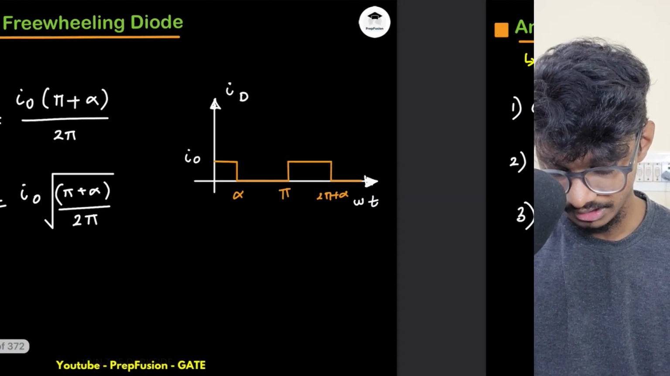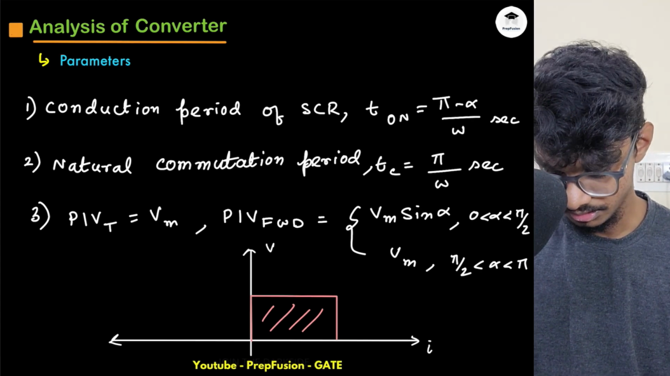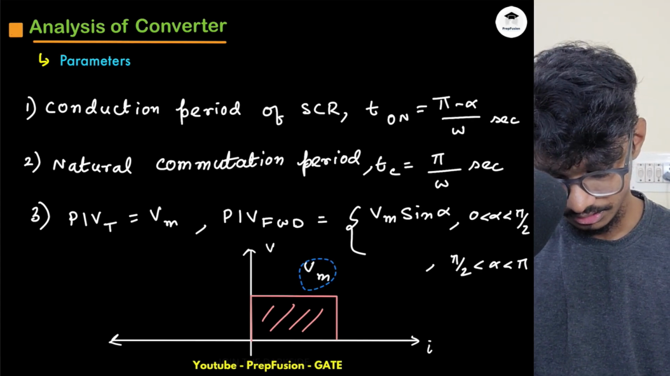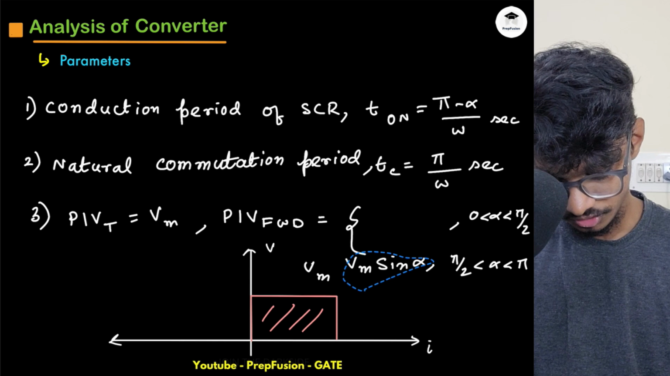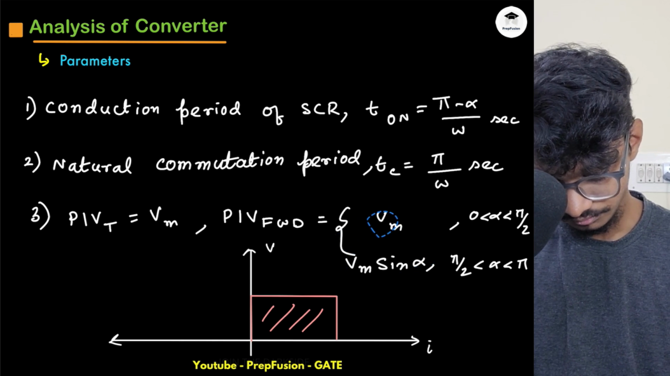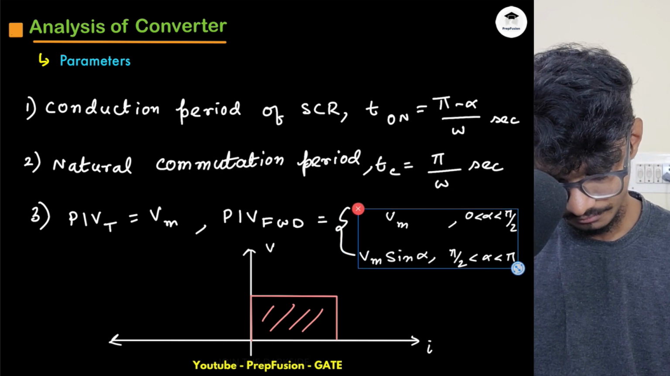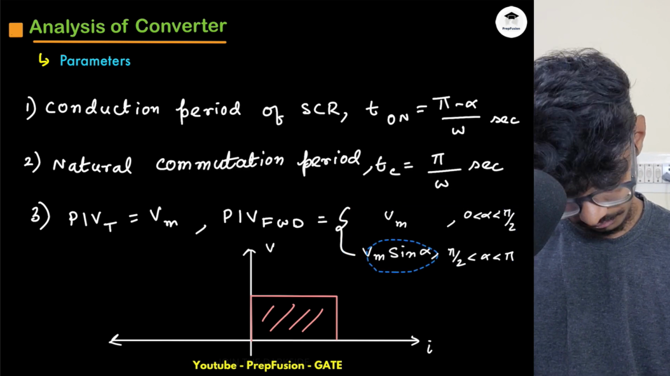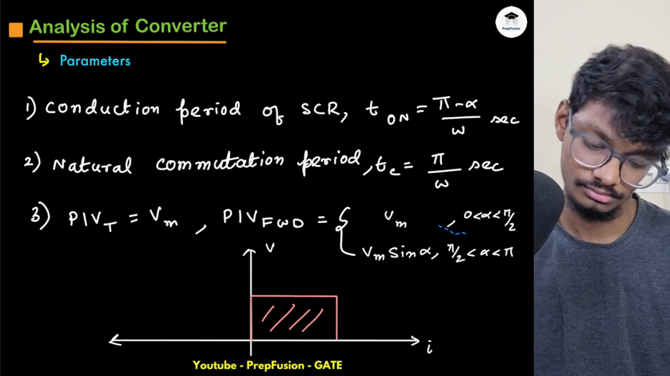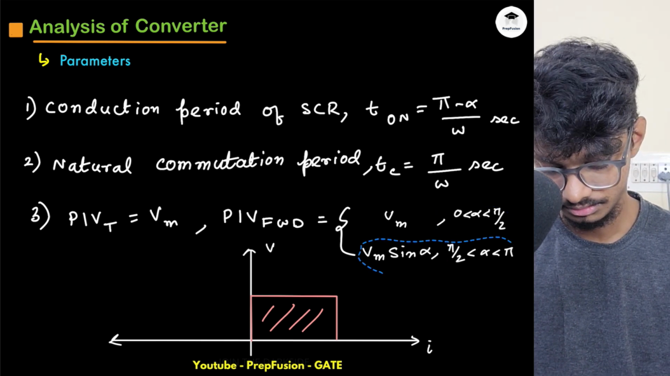Okay, so I will just make this correct. Rectify this. So this will be Vm sine alpha, and I will just reduce the size.